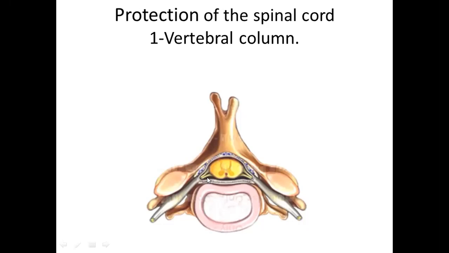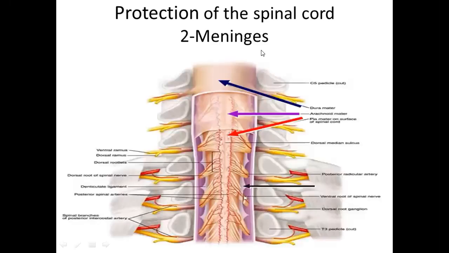And as we said before, the spinal cord is present in the upper two-thirds of the vertebral canal. So it gives the spinal cord protection. So the vertebral column gives the first protection to the spinal cord. Here the spinal cord is protected by the bones of the vertebrae or the vertebral column. The second protection for the spinal cord is the meninges.